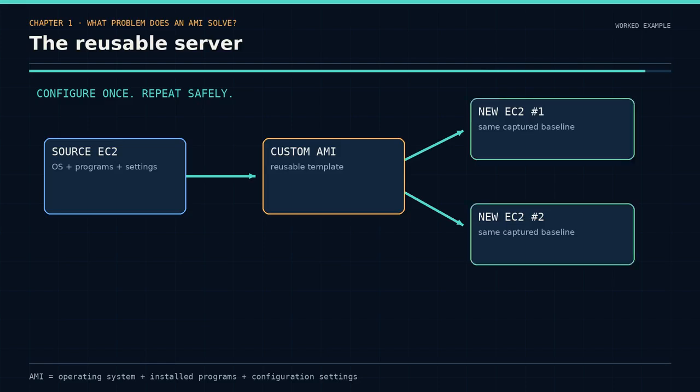We will treat this like an exam method. First, identify the configured source, then create the image. Then wait for the image to become available. Finally, launch from My AMIs. Keep that sequence in your head. One careful setup, many repeatable launches. That is the whole reason AMIs are useful.